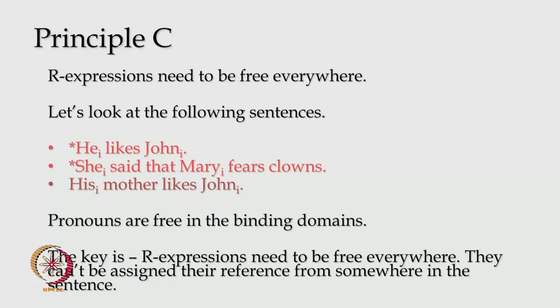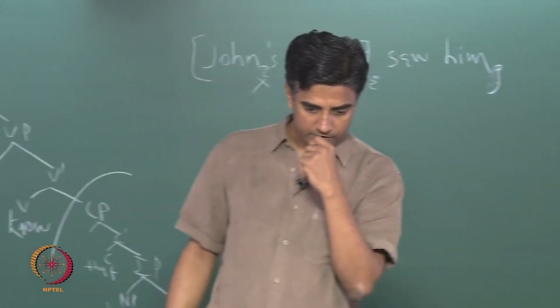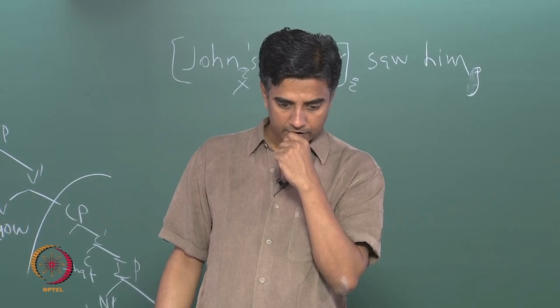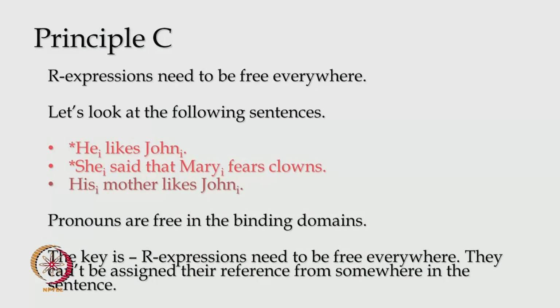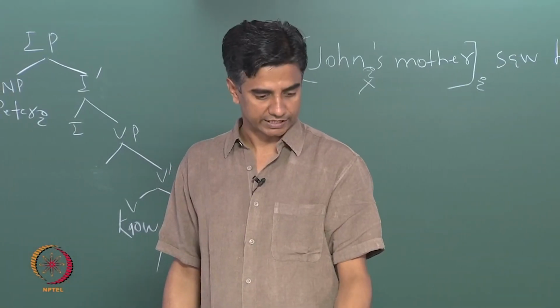She said that Mary fears clowns. The sentence could be good as long as she and Mary have different indices. His mother likes John. Same problem. No, hold on. What's going on? There is a problem here, right? Yeah, just forget that sentence. I'm done with my point with the first 2 sentences.